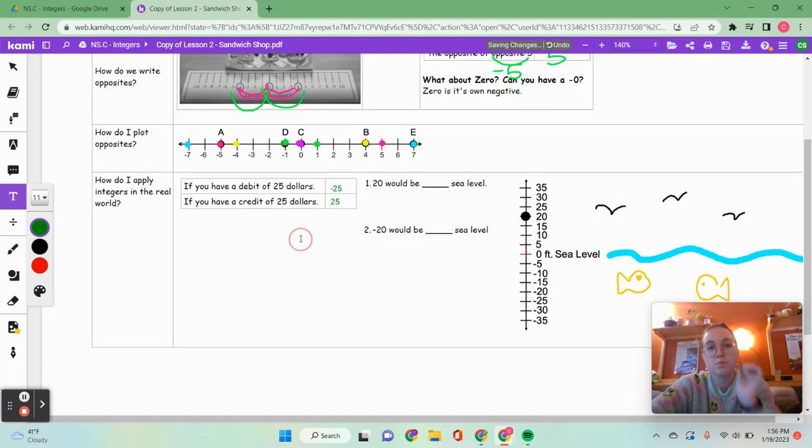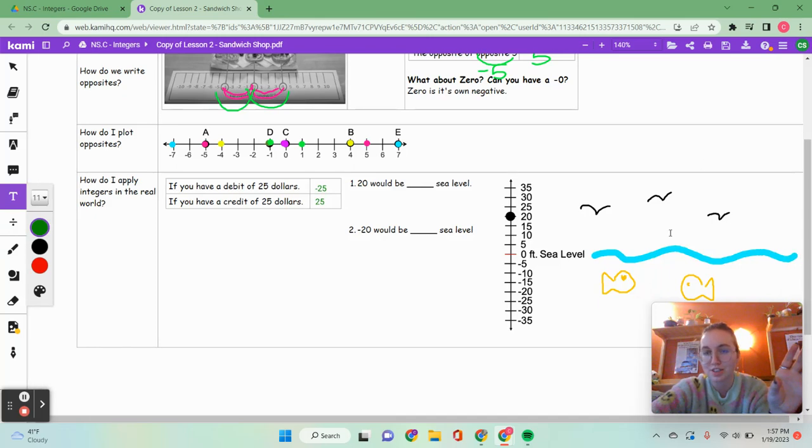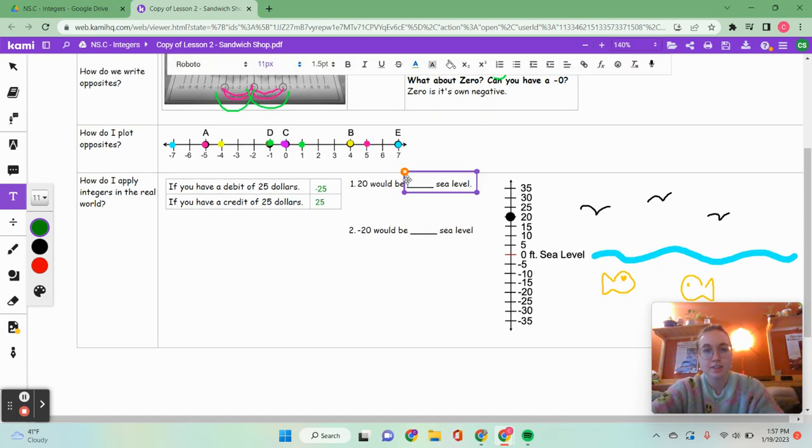If I want to talk about sea level, in the first lesson we talked about sea level. Sea level is 0 feet, right? So if I want to talk about above or below sea level, I can also use positives and negatives to talk about that. So positive 20 feet in elevation would be, I drew a little picture here to show that this is my birds flying and my fish swimming. If I have positive 20 feet in elevation, that means it's above sea level because it's positive, right?